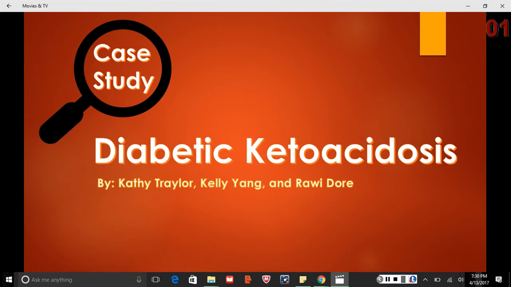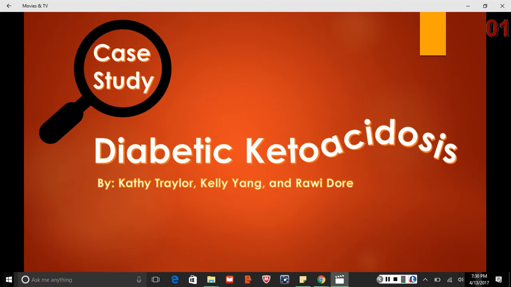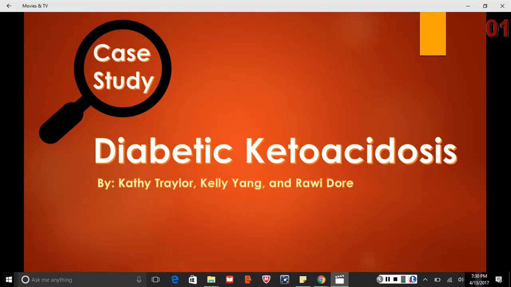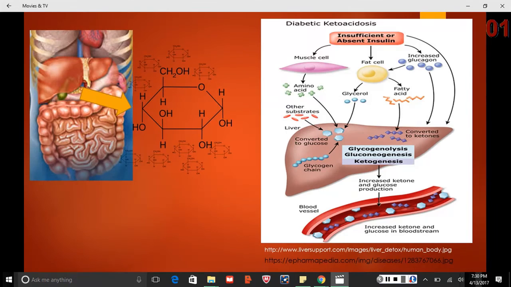The diagnosis is diabetic ketoacidosis, a case study presented to you by Kathy, Kelly, and Rowie. Diabetic ketoacidosis is a condition in which a person has a high level of ketones in their bloodstream, making the blood pH very acidic. A normal blood pH is maintained at 7. So how does this happen?